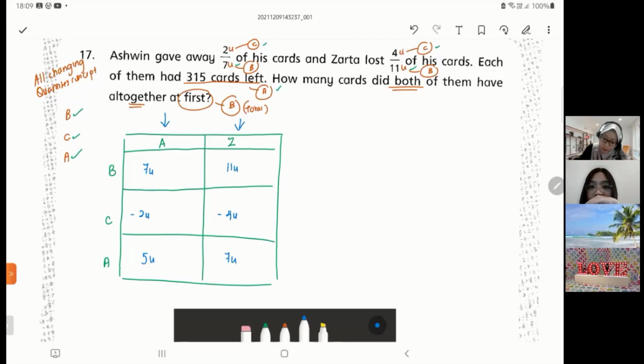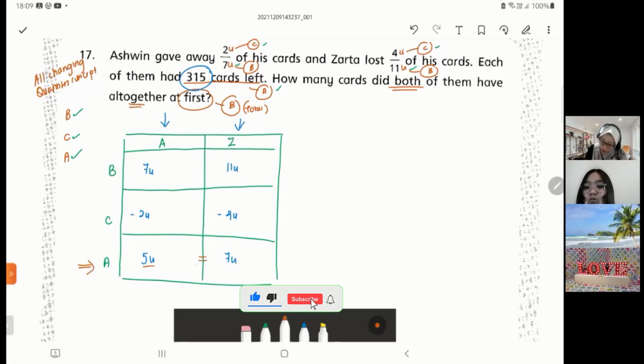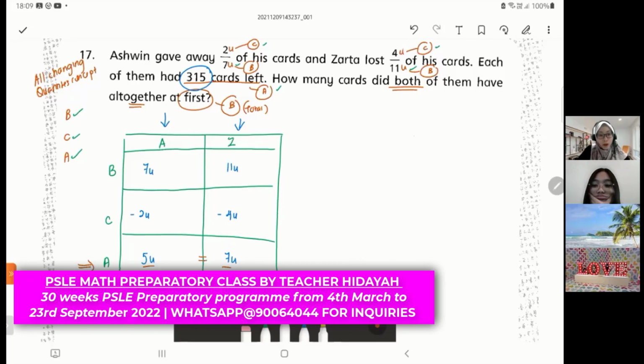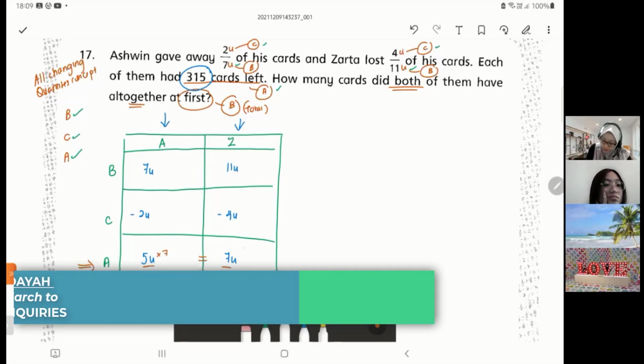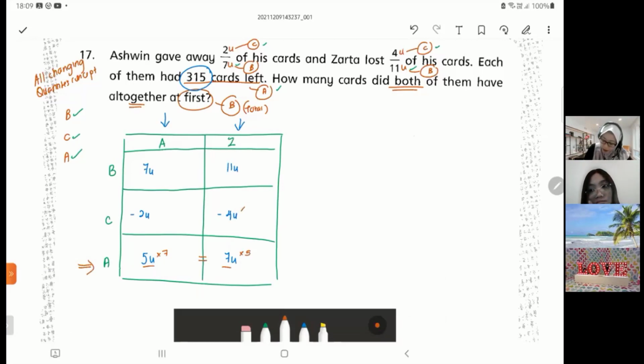Now each of them have 315 cards left, which means their left or their after is actually equal. If you look at 5 and 7, is it equal? No, they are not. You have to ensure that they are equal first, then we can carry on. So 5 and 7, I times 7 here, I times 5 here. I times 5, I times 5. Here I times 7, I times 7, okay? 35 units and 35 units. Same already? Yeah, they are the same.